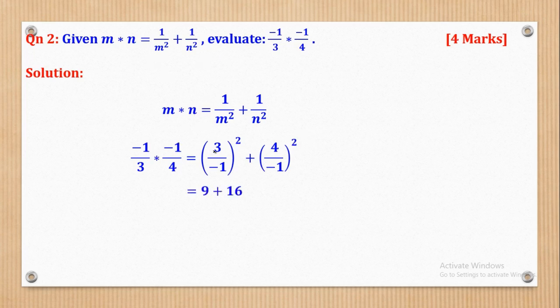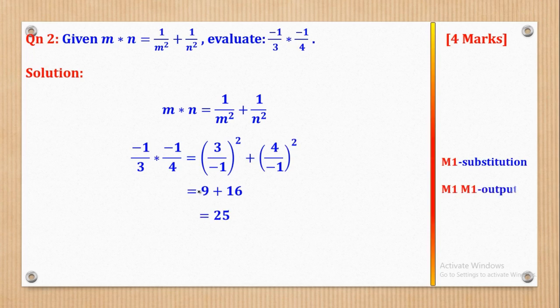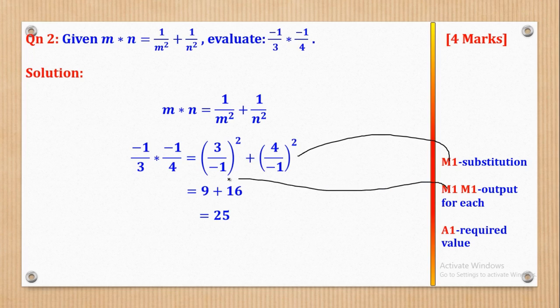Next is to remember that this one, 3 over negative 1 squared, will become 9. Then 4 over negative 1 squared will become 16. Then when I add the 2, I'll come up with 25. So this M1 is for the substitution, and this M1 is for this output, this M1 is for this output, and this one is the required value.